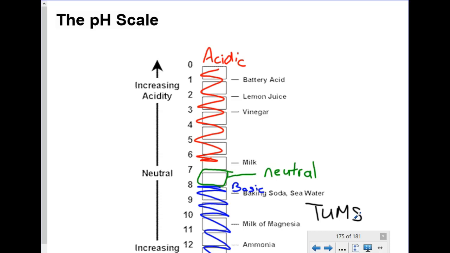It is possible to consume too much Tums or milk of magnesia and neutralize your stomach. If you do that, you're probably going to have a very upset stomach because it's not going to break down the food very well. And then that food is going to have to make its way through the small and large intestine, and it's not really prepared very well to go through there.